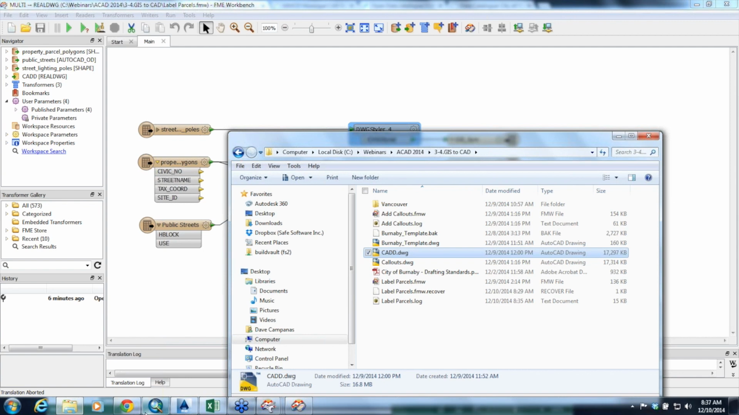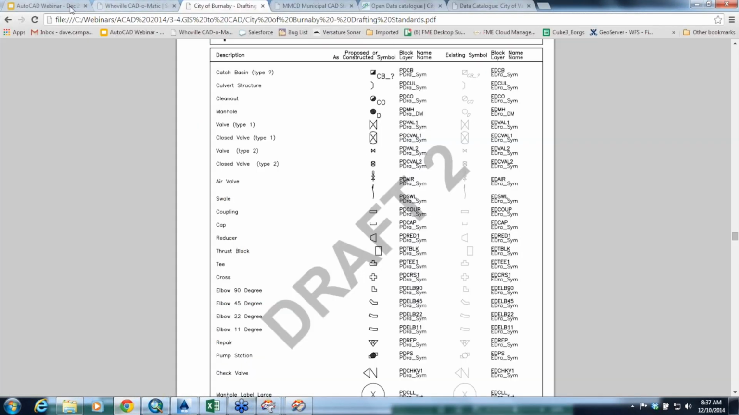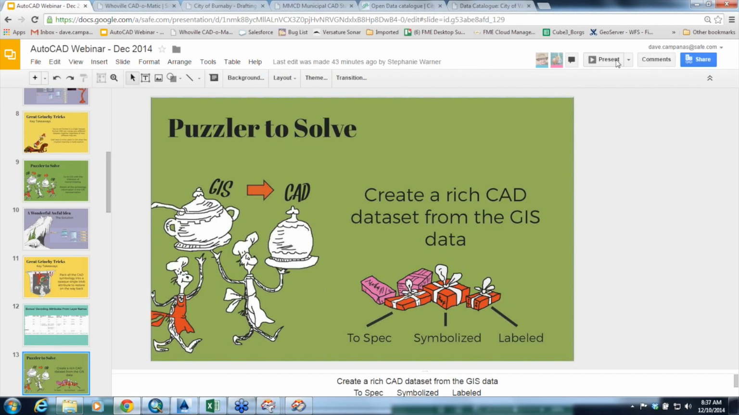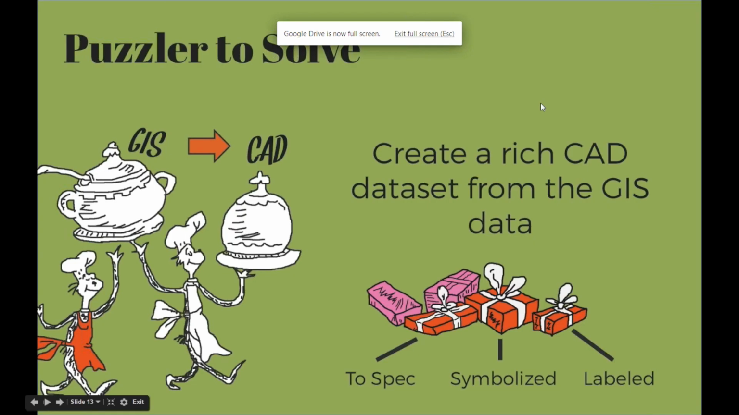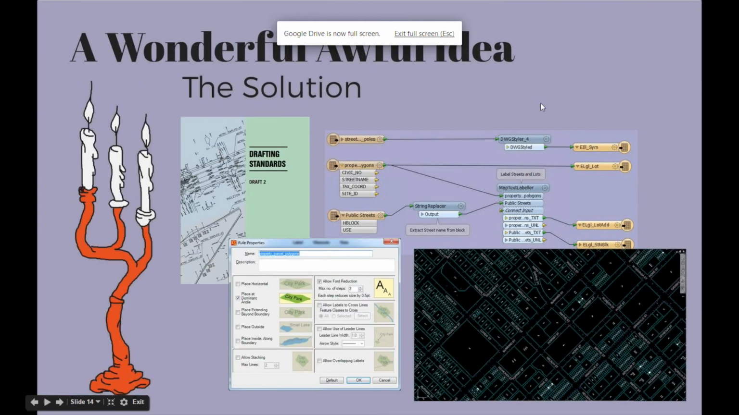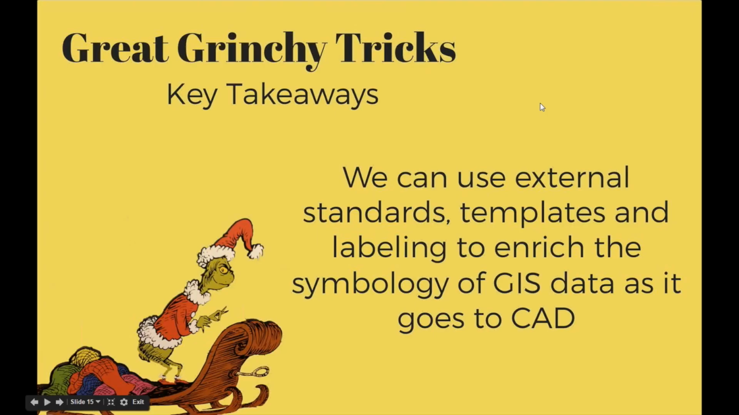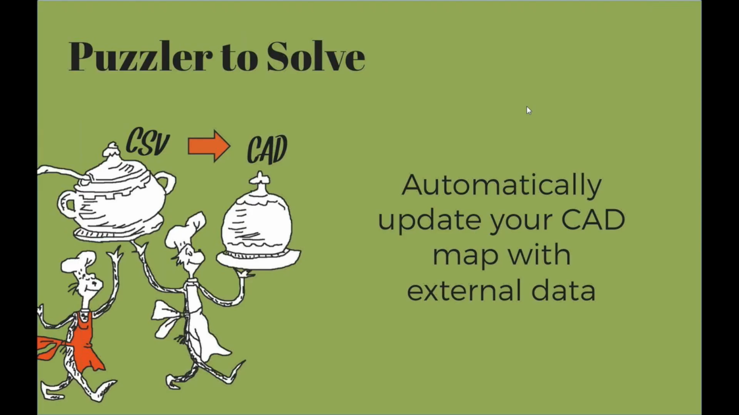So that I believe is the end of that demo. Just to review, we've taken some data from a few different sources that was GIS-like, and we've made ourselves a beautiful CAD file, nicely symbolized for use within a CAD environment. So we can use external standard templates and labeling to enrich the symbology of the CAD. The next step is a little variation on that: we want to automatically update our CAD map with some external data.